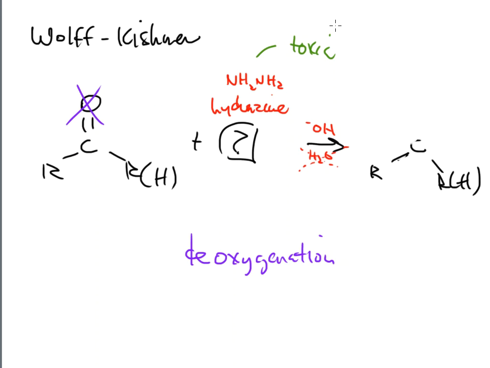However, Wolff Kishner is heavily used in the pharma industry, and the reason is because it makes pharmaceuticals. It's also used in the environmental industry because it makes pesticides. These are precursors to make many drugs and many pesticides that we use on the consumer market. So that's why we often talk about Wolff Kishner.